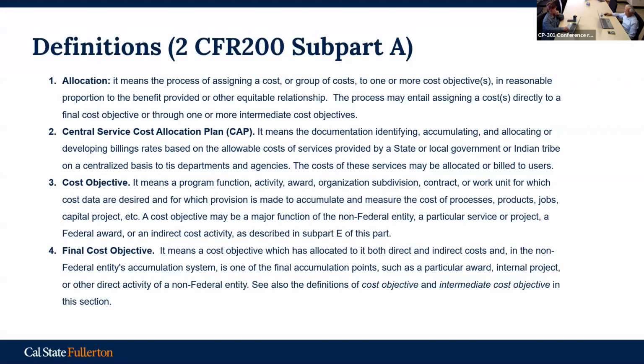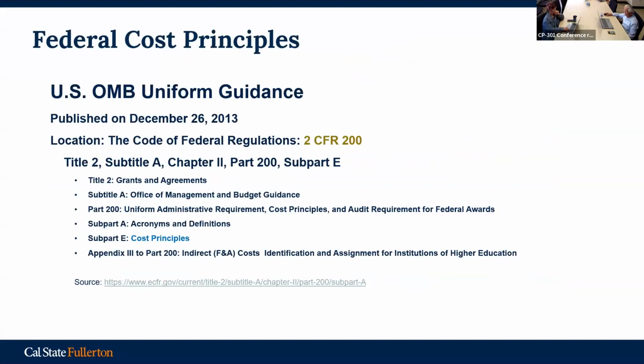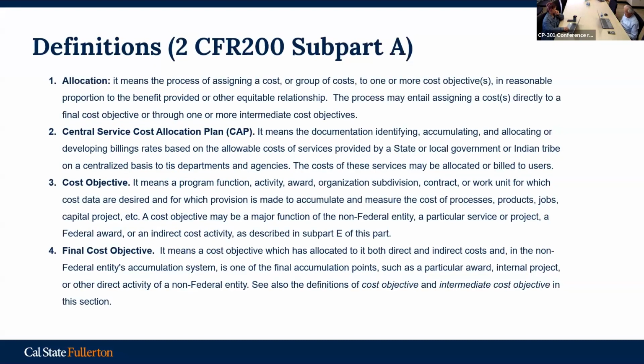And here, again, the cost principle is there's a lot of pages, but we're going to touch only 4 items here in terms of the definitions that is ingrained in the federal regulations. And we're going to learn the concept of allocation, central services, cost objective, and final cost objective.